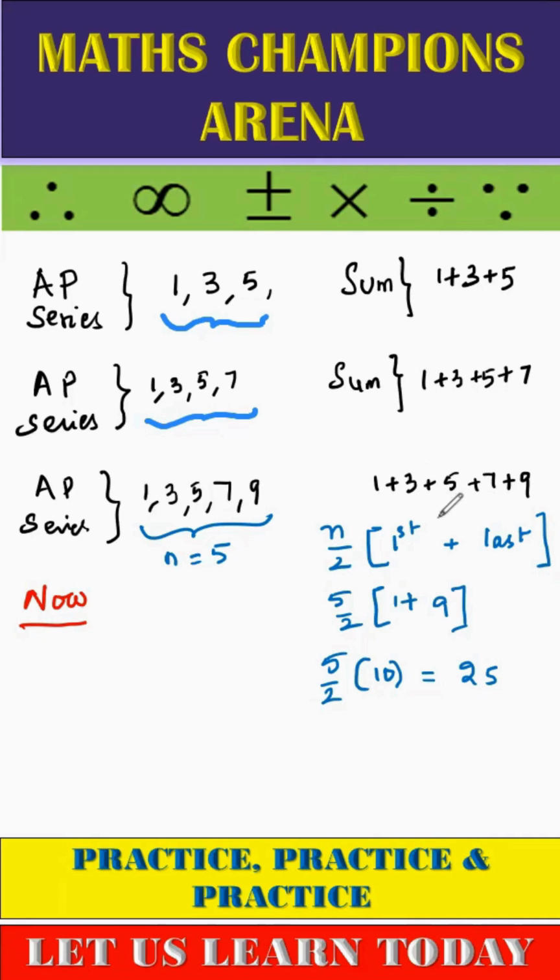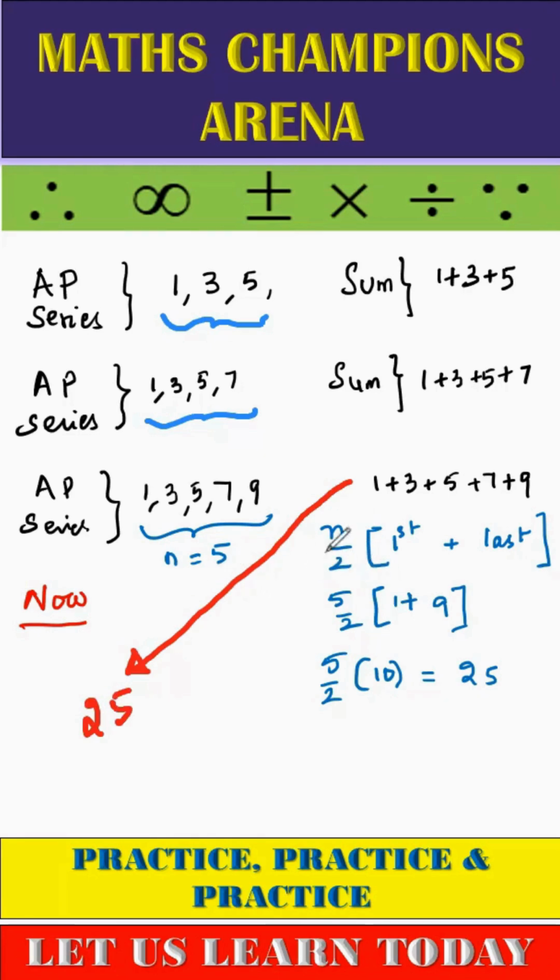As the number of terms in the AP increases, the summation also increases, and our mathematics is also getting complex. So first, how many terms are there in this? n is equal to 5. If I do the summation, 1 plus 3 plus 5 plus 7 plus 9: 4 plus 5 is 9, 9 plus 7 is 16, 16 plus 9 is 25.